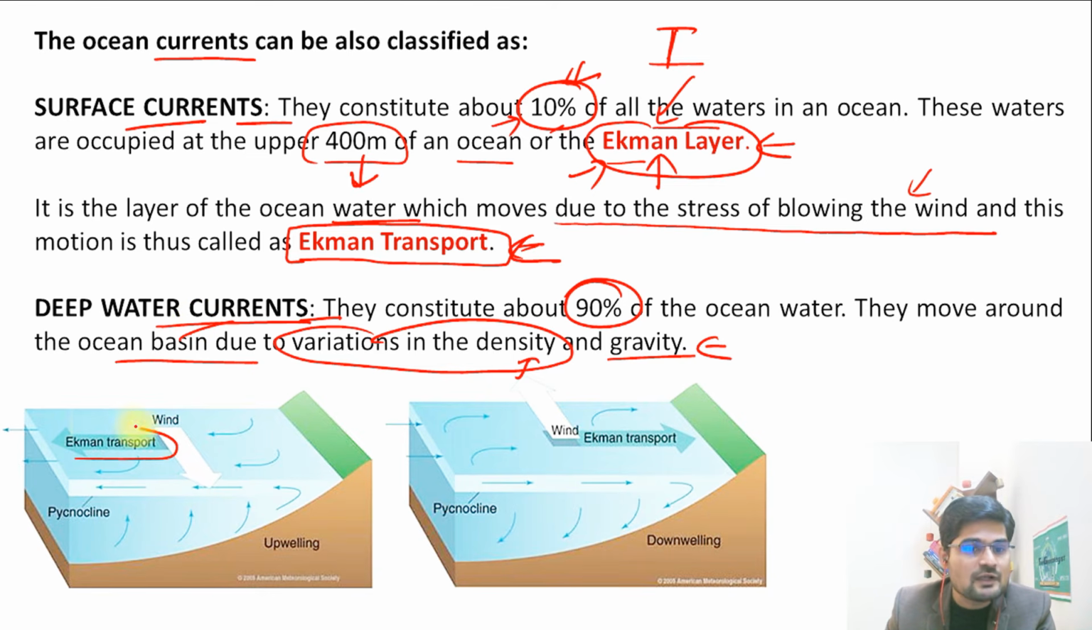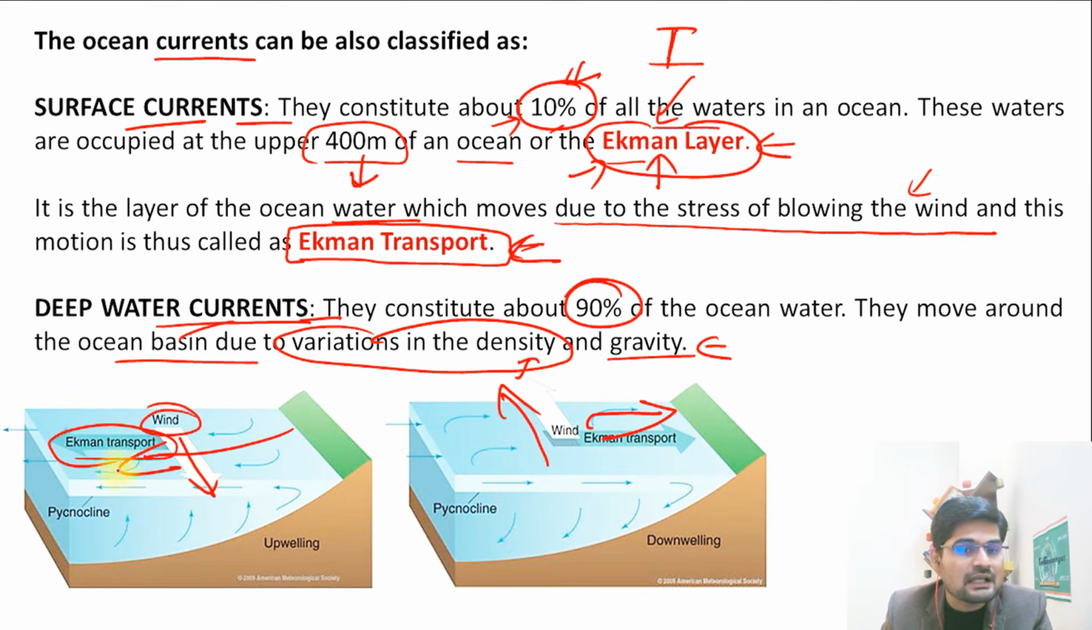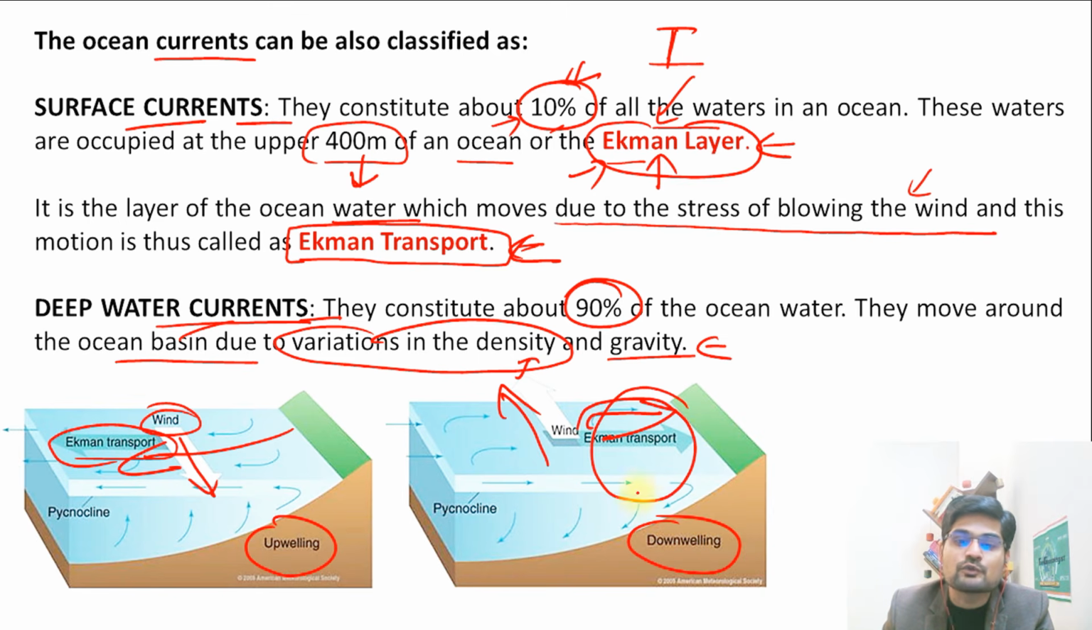And that is where Ekman transport is linked to the wind factor. If you see the prevailing wind direction, Ekman transport is towards the land, and if the prevailing wind direction is opposite, then Ekman transport is away from the land, and that is where you have the changes near the land area on the surface. And remember the upwelling and downwelling of the ocean water.